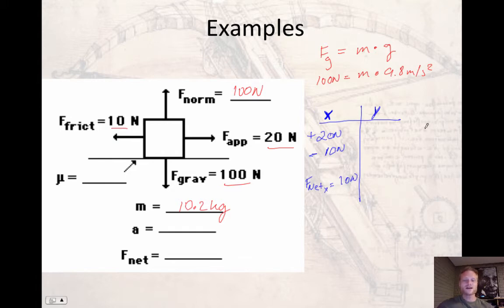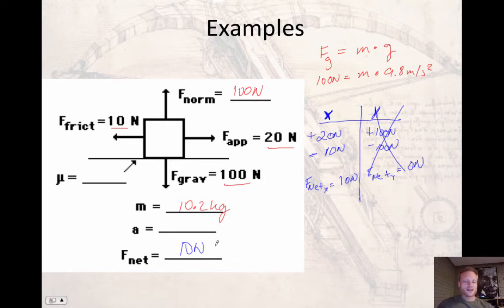Now let's take a look at our y forces. We have a normal force going up of 100 newtons, and I'm going to call up positive. You can call it up negative if you want. It doesn't really matter because you'll still get the same answer. And I'm going to call down negative, so the gravitational force is negative 100 newtons. So what's 100 minus 100? It's 0, right? So F net in the y direction is 0 newtons, and we have nothing to worry about here. Our net force is only going to be in the x direction. So our F net is going to be 10 newtons. We just figured that out. And what direction will it be in?